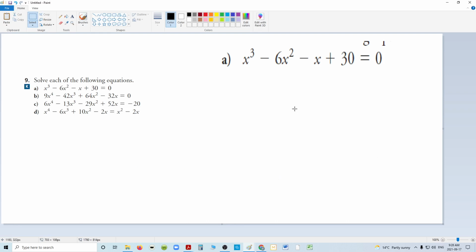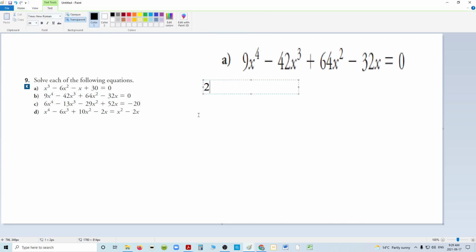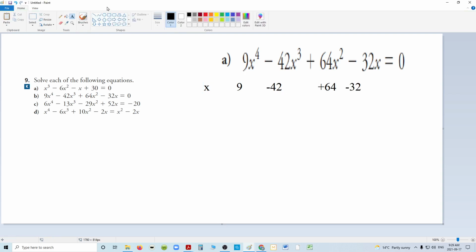And you can see that you can do it quite quickly with synthetic division. This one's similar. I can see that there's something going on, but the first thing you want to do is factor out an x, because they all have x in it. So that means the y-intercept is going to be at 0, 0. And I'll be left with 9x cubed minus 42 plus 64 and minus 32. And just remember, it's going to be one less term here once I factor the x out.